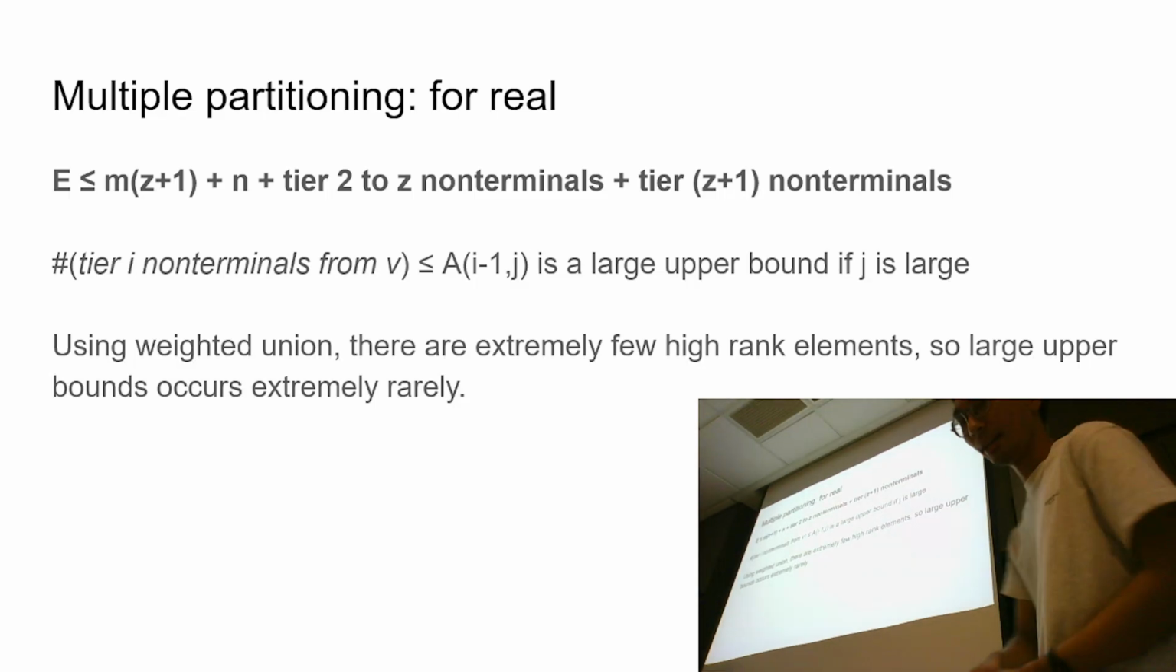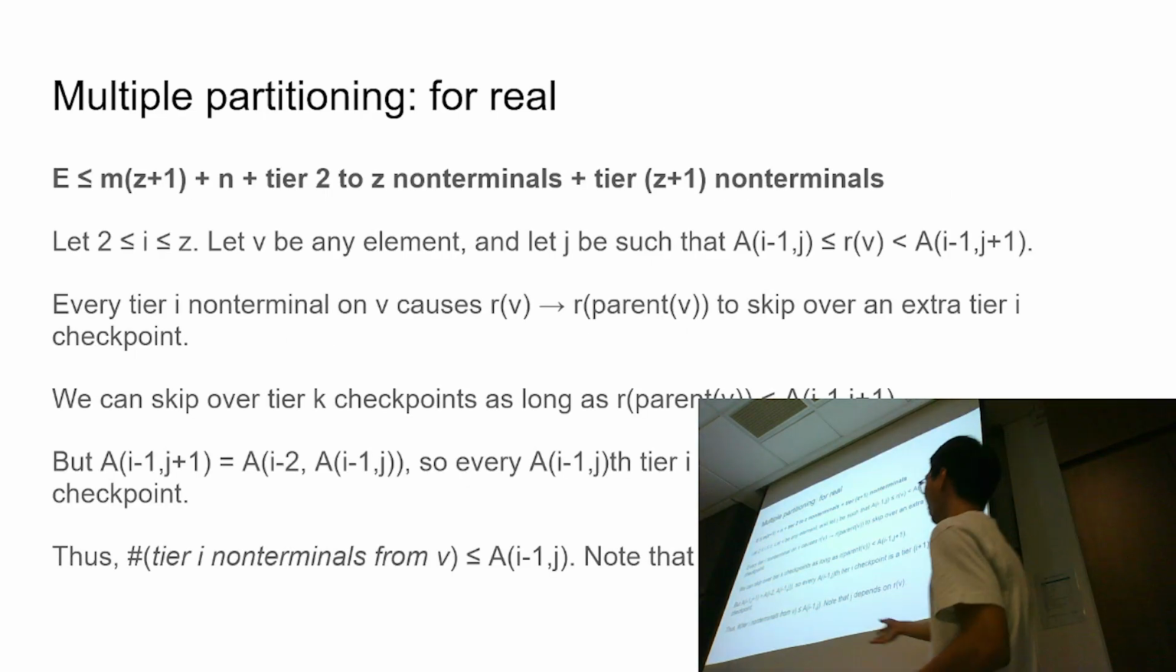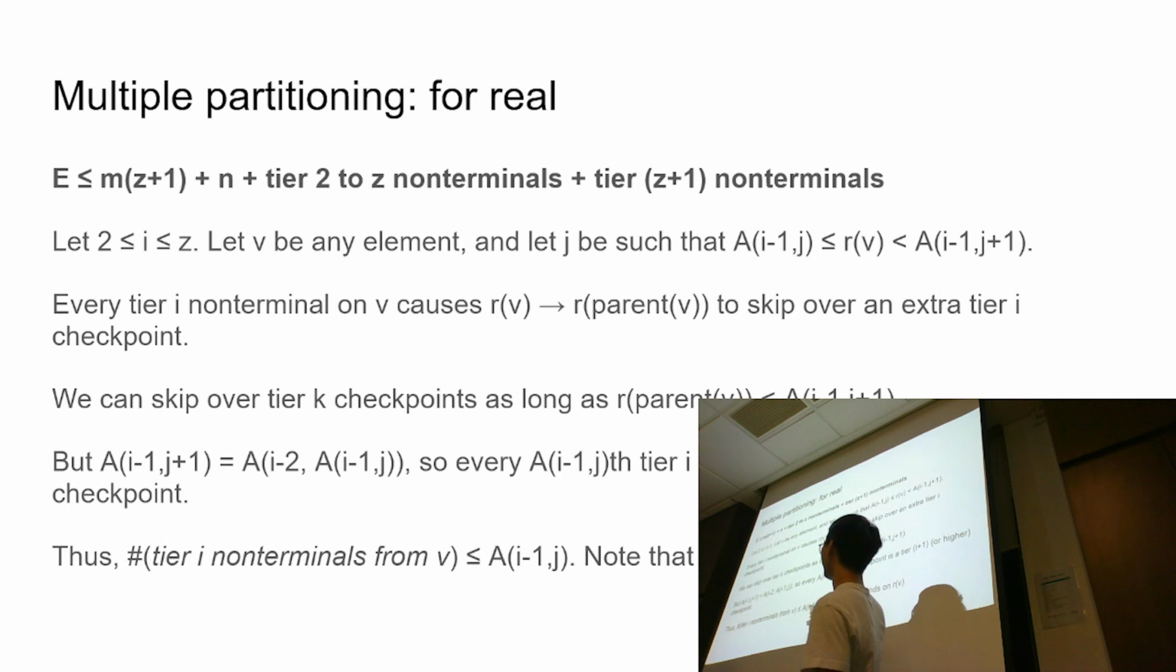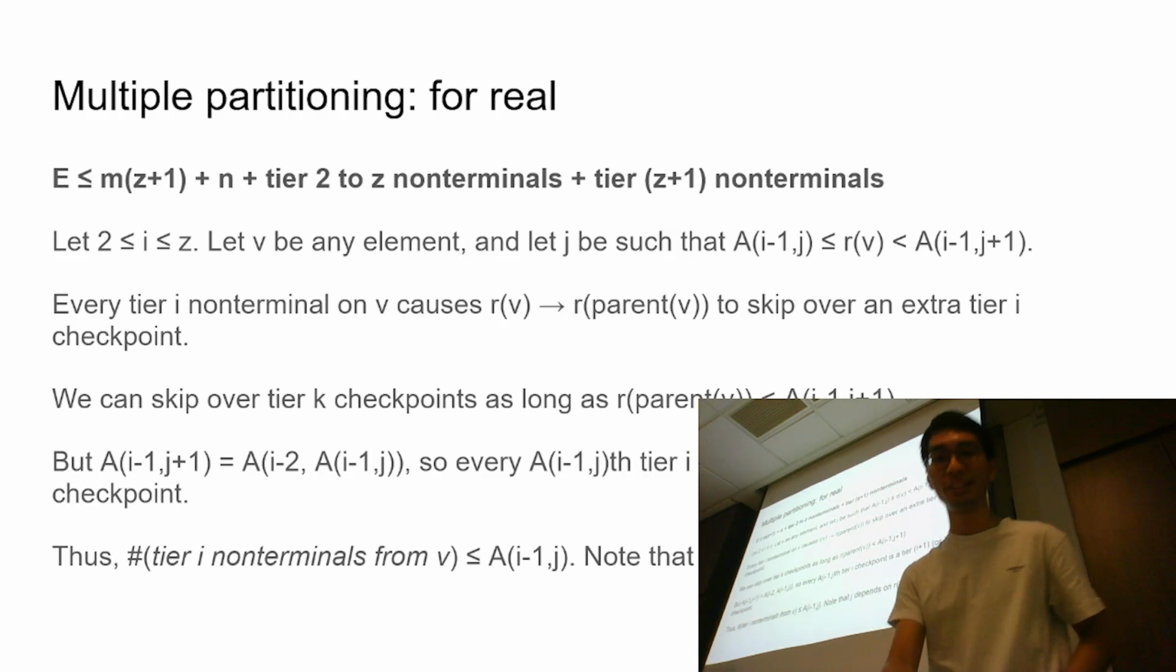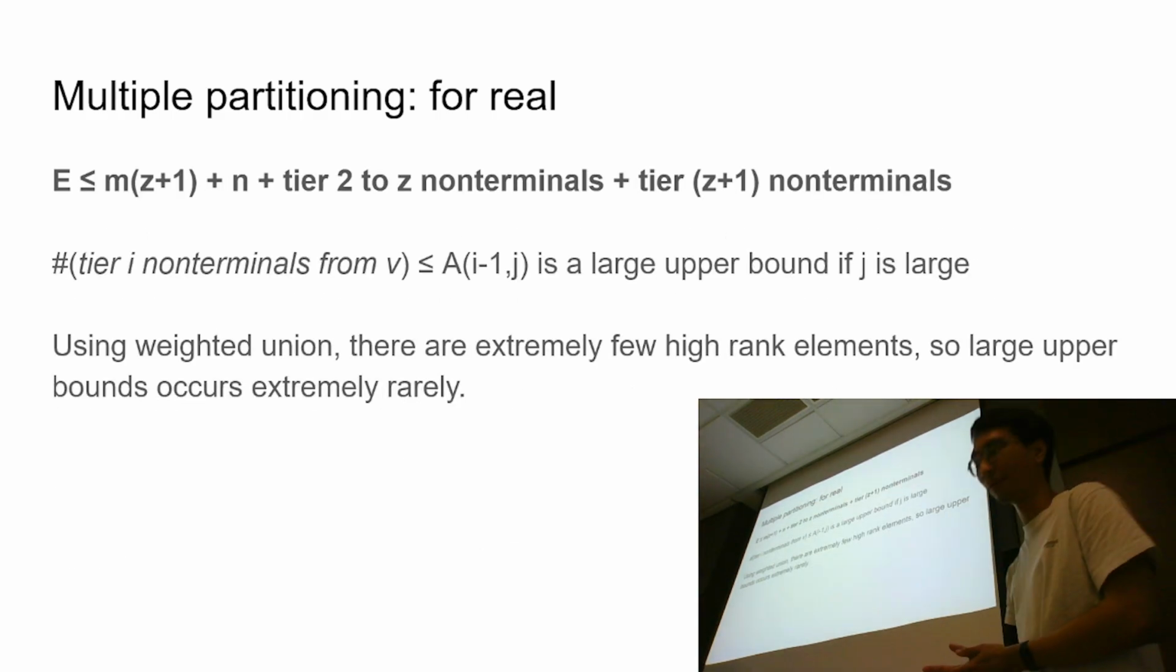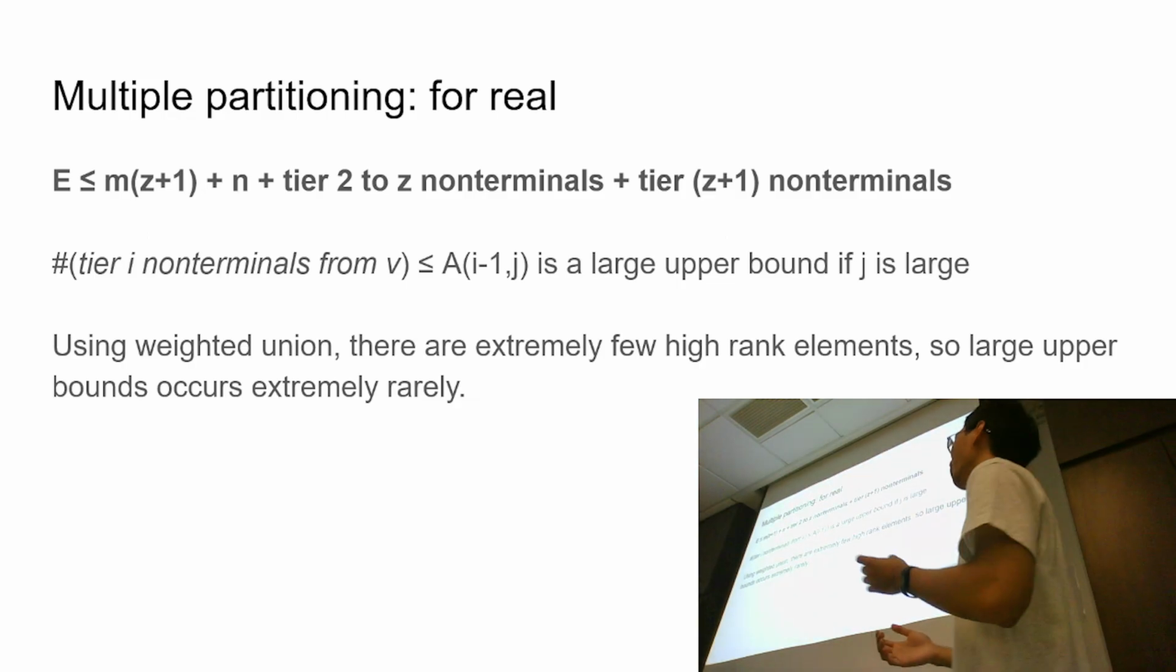So earlier I derived a very small upper bound, like for example, it's upper bounded by n, right? But now a(i minus 1, j) is like a large number, right? It's a very large upper bound. So this is where we need to use weighted union.